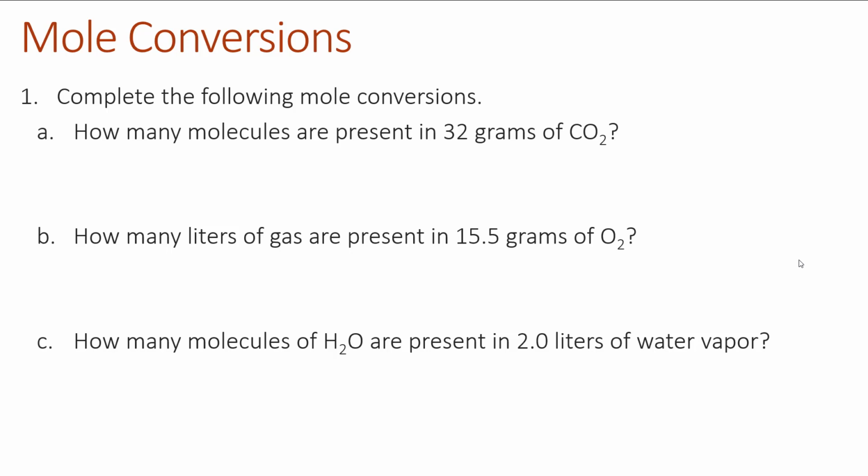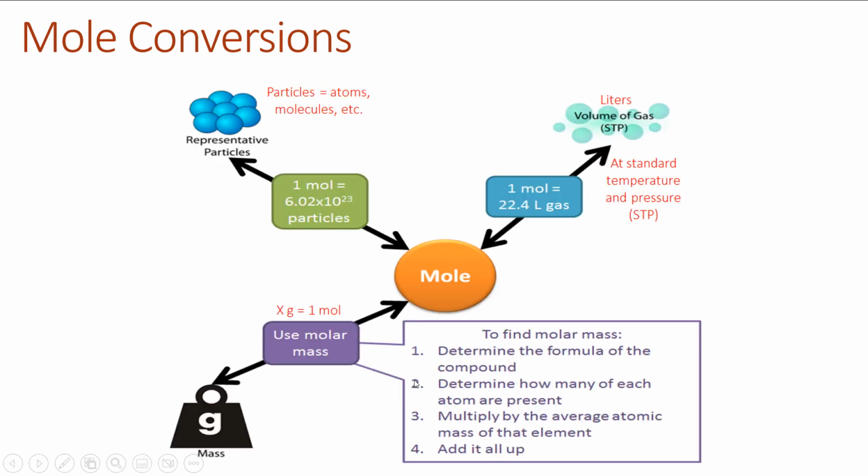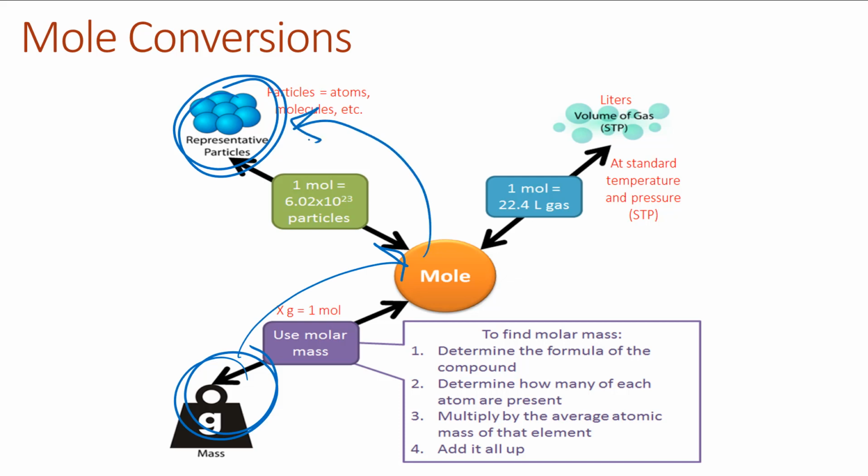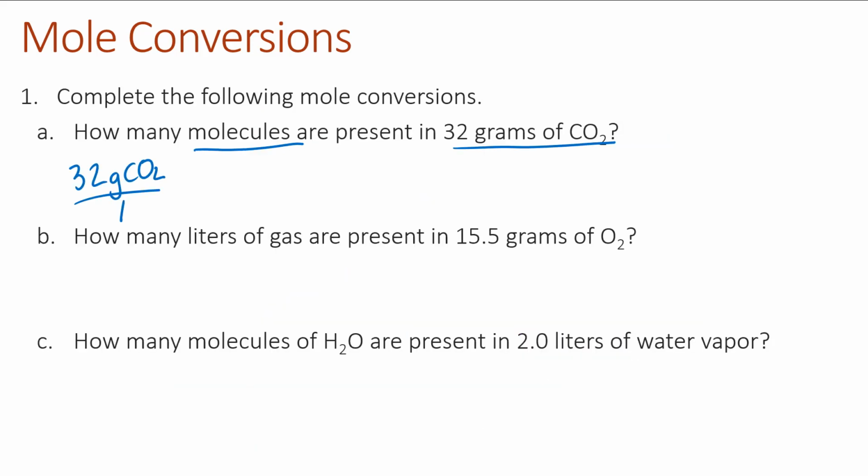So the first question is asking how many molecules are going to be present in 32 grams of CO2. So we're going to start with our 32 grams of CO2 over 1, and we want to get this to molecules. So we are starting with grams of CO2 and we want to get to particles. So our plan here is going to be to change grams into moles and then moles into particles.